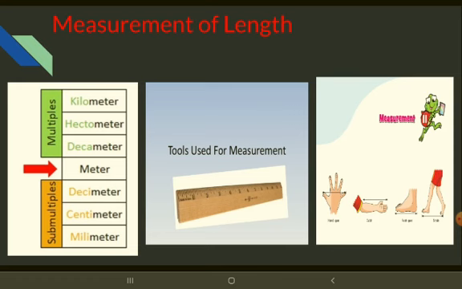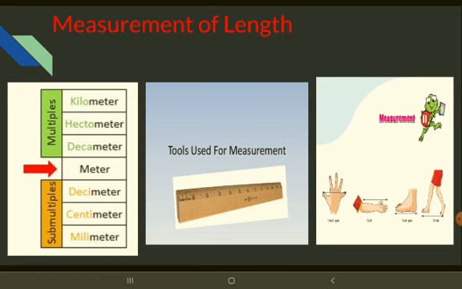So 1 meter equals 100 centimeters. I think you learned this in maths, but I am going to say it again: 1 meter is 100 centimeters. 1 meter equals 1000 millimeters. 1 kilometer means 1000 meters. So we use a meter scale, meter rod, or measuring tape for this.